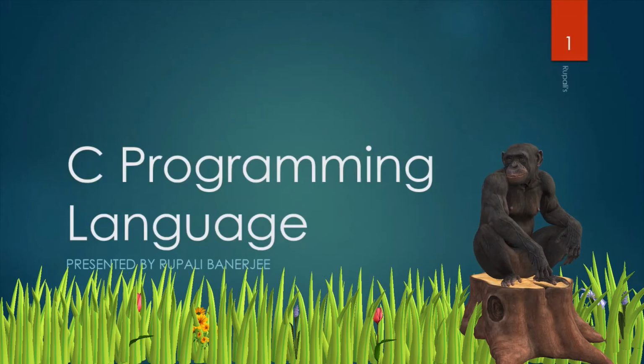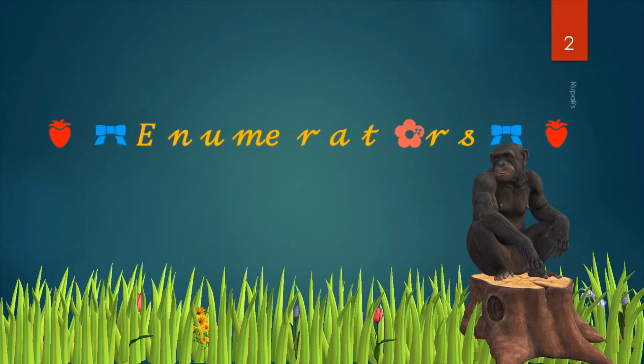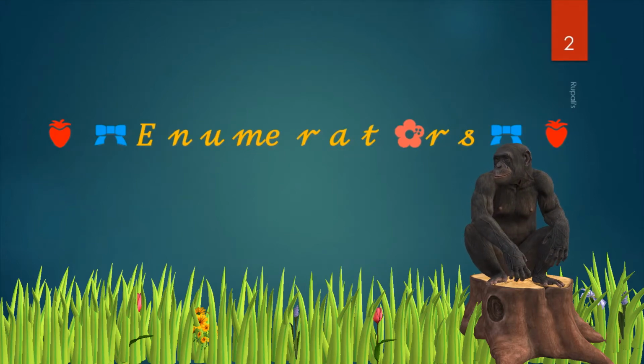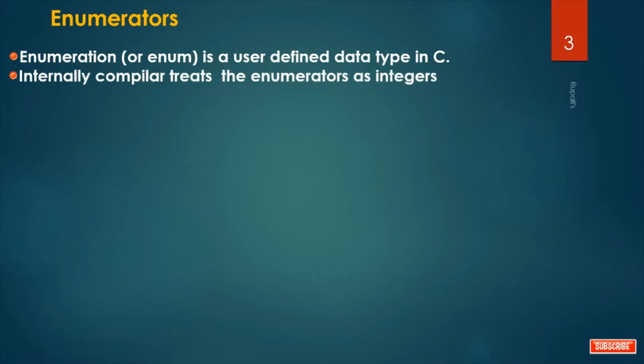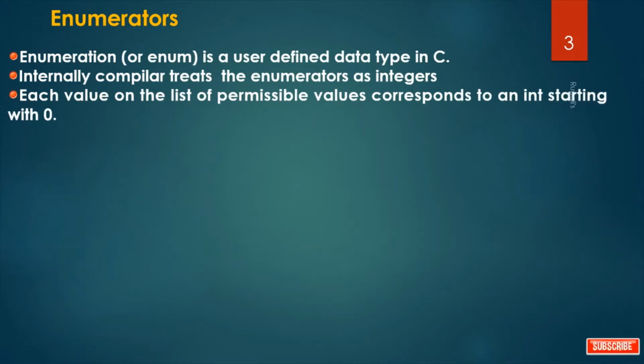Today our topic is enumerators. So what is enumerators? Enumeration or enum is a user defined data type in C. Just like structure and union, enumerator is also a user defined data type. Internally, the compiler treats the enumerators as integers. That is, each value on the list of permissible values corresponds to an int starting with 0.